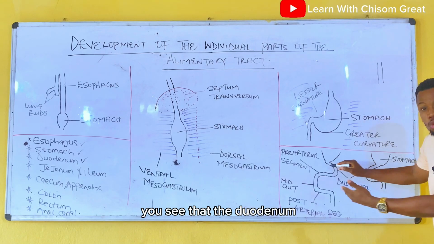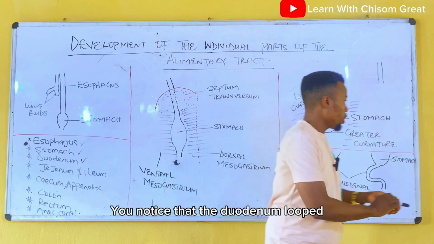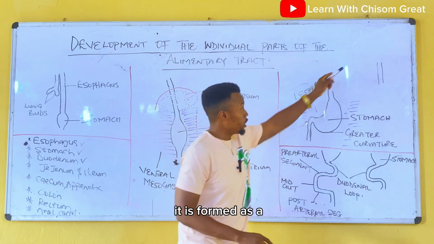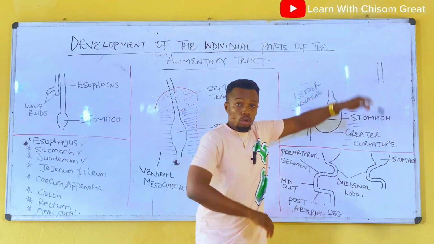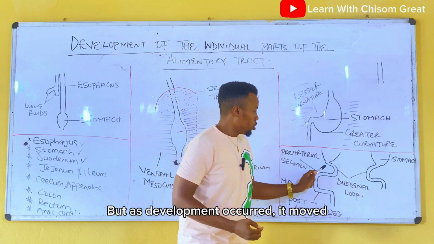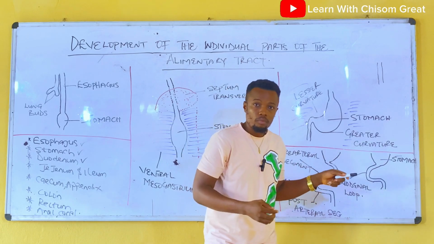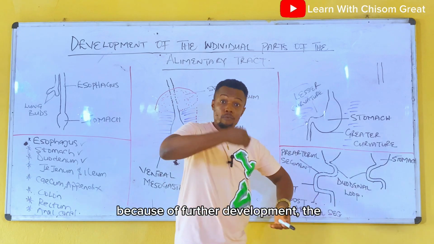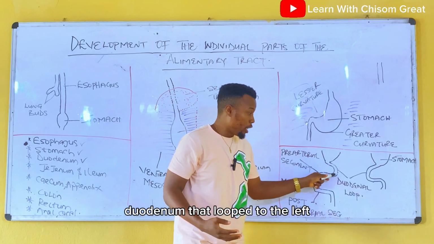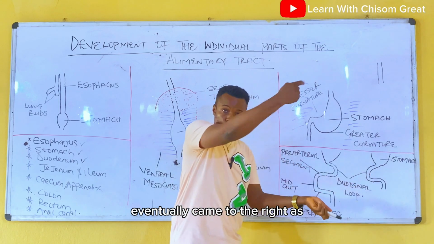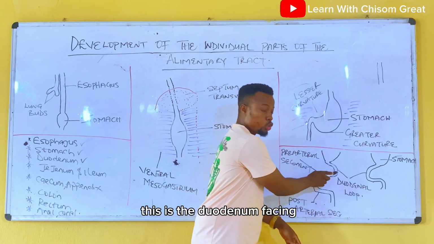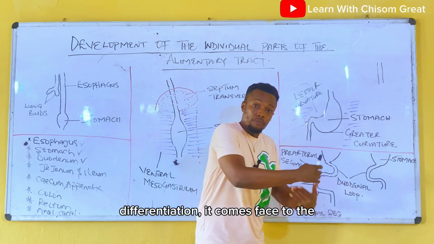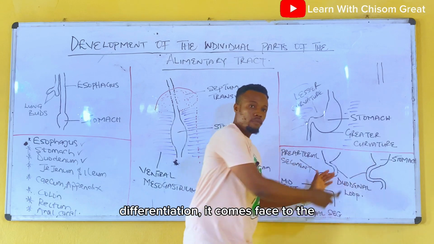So you see that the duodenum loops to the left. Initially, it is formed as a single tube, but as development occurs, it loops to the left, as you can see here, and eventually it loops to the right. So because of further development, the duodenum that looped to the left eventually turns to the right, as you can see here. So this is the duodenum facing the left side, but with further differentiation, it comes to face the right.